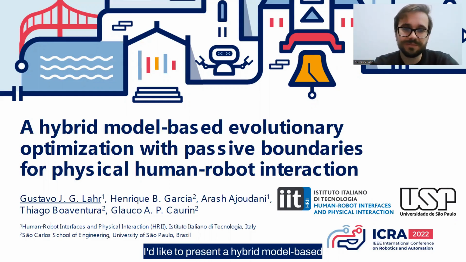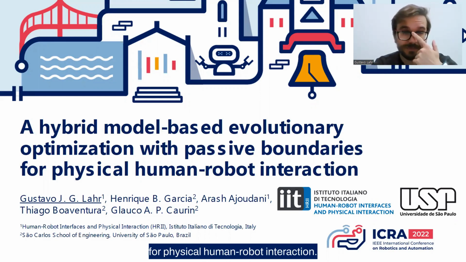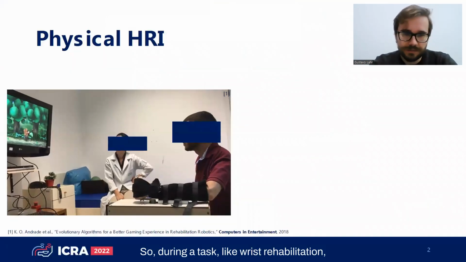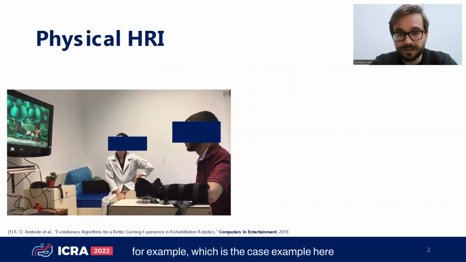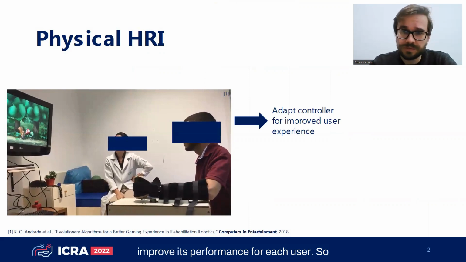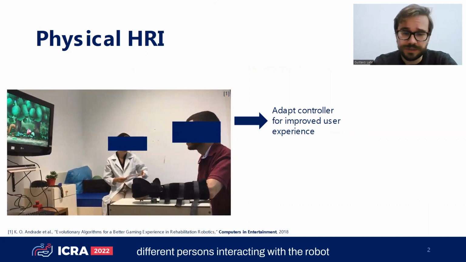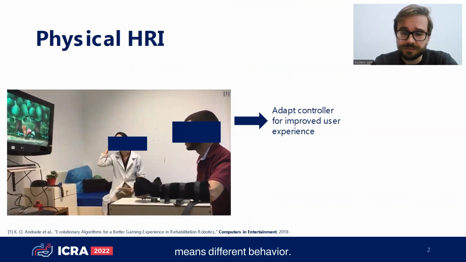I'd like to present a hybrid model-based evolutionary optimization with passive boundaries for physical human-robot interaction. So during a task like wrist rehabilitation, for example, which is the case example here, what we want is for the robot to improve its performance for each user. A different person interacting with the robot means different behavior.